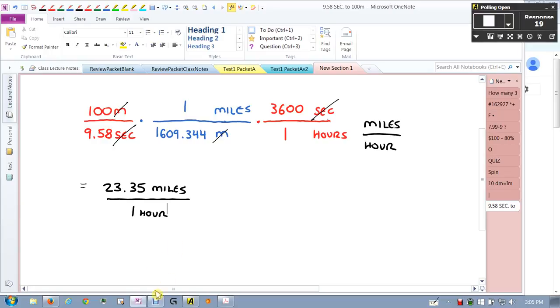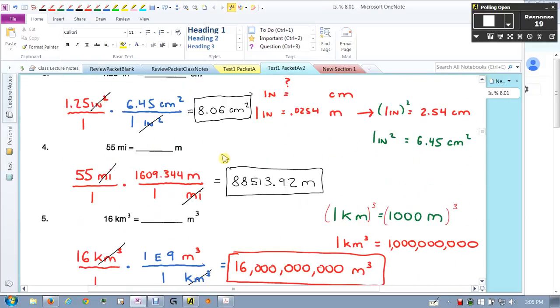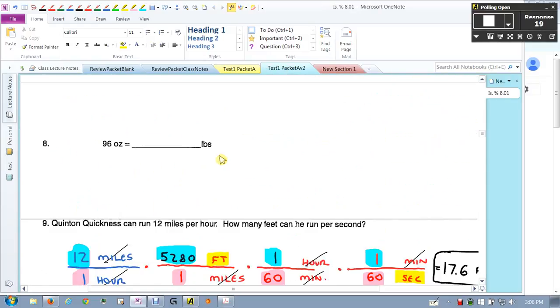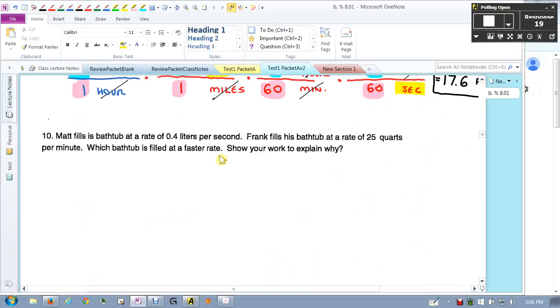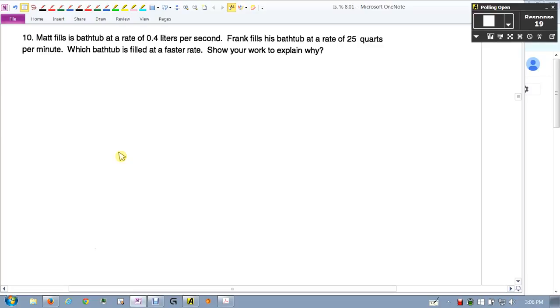Okay. I hope that in some way helps you understand what's going on here. Matt fills his bathtub at a rate of 0.4 liters per second. Frank fills his bathtub at a rate of 25 quarts per minute. Which bathtub is filled at a faster rate?